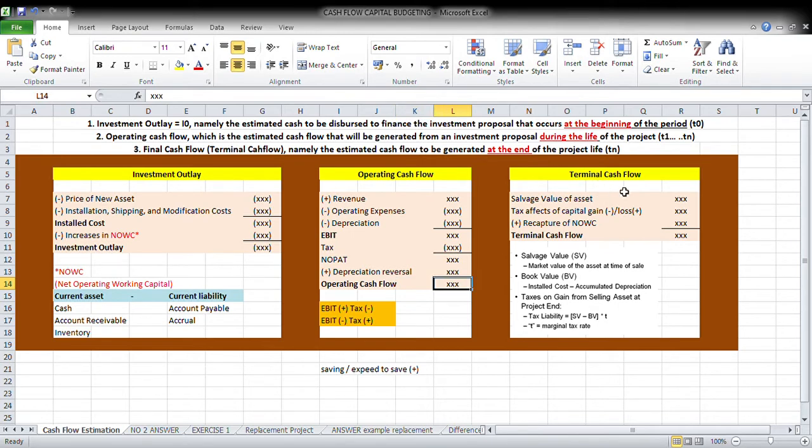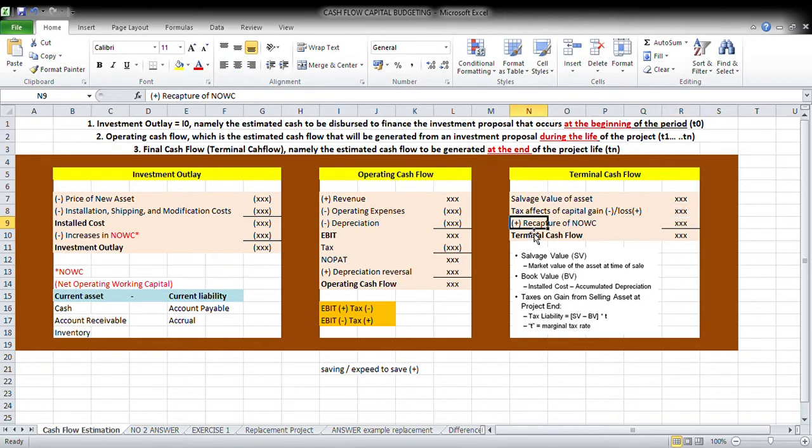And then for the next, the terminal cash flow. For the first, we know the salvage value of the asset, and then the tax effect: if gain we use minus here, if loss we use plus here. Because if we have a gain, in the journal we should put it in the credit, right? And if we have a loss, we put it on the debit. So this is the reason why gain is minus and loss is plus.